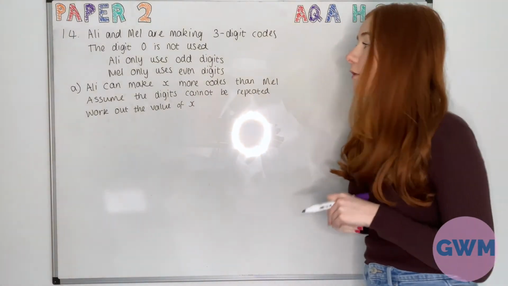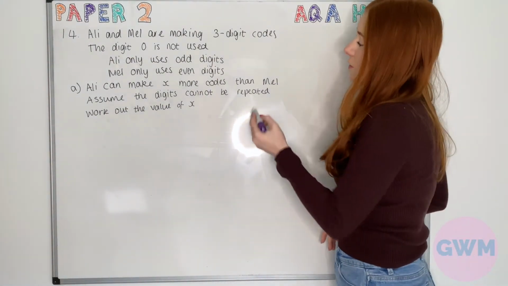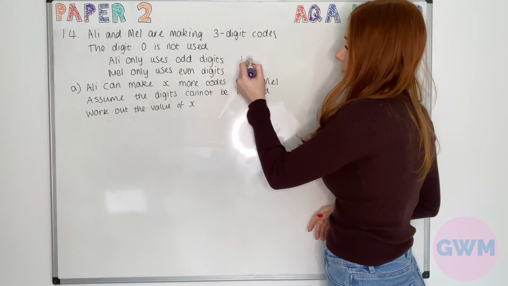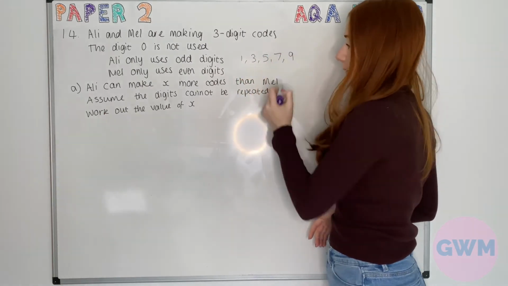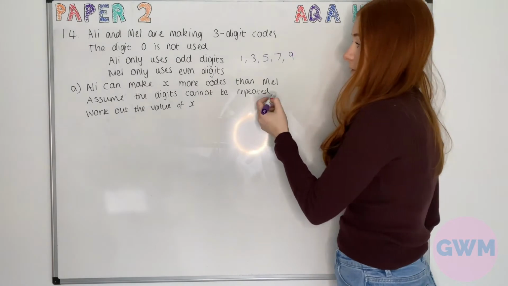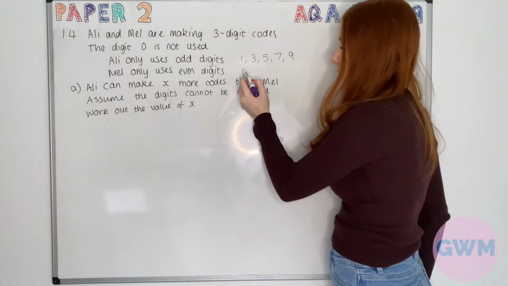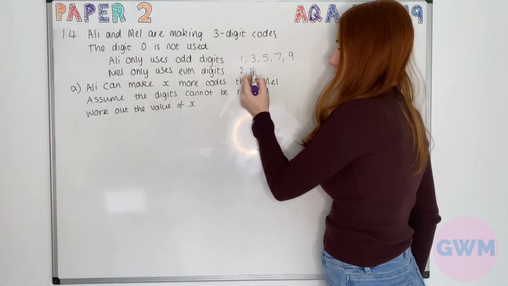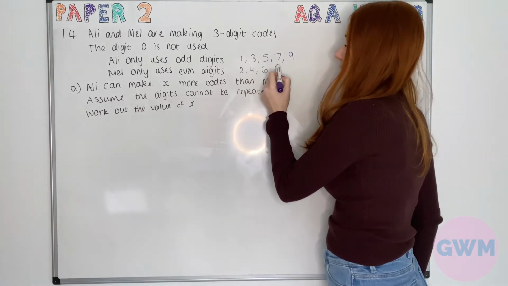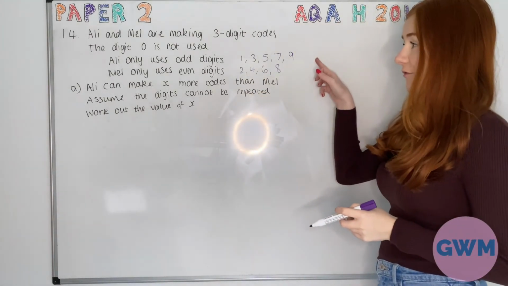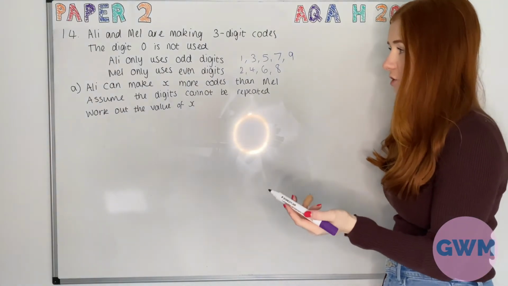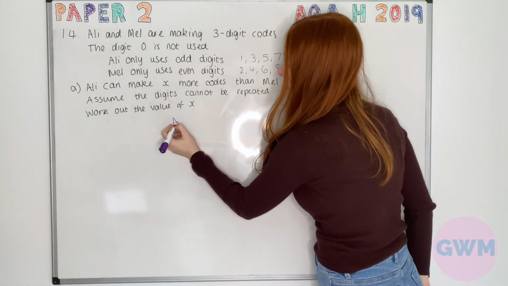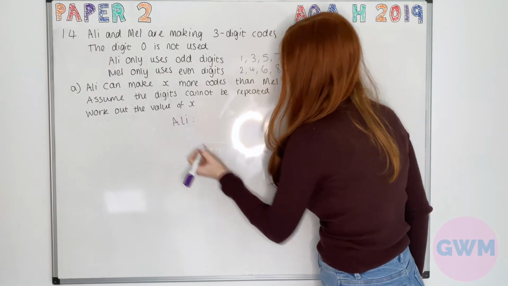Let's start with looking at what digits they can use. So Ali can only use odd digits, which means he can only use 1, 3, 5, 7 and 9. Mel only uses even, so if we're excluding 0, evens are 2, 4, 6 and 8. So Ali's got the choice of 5 digits, Mel's got the choice of 4 digits. And the digits can't be repeated. So let's work out how many codes Ali can make.